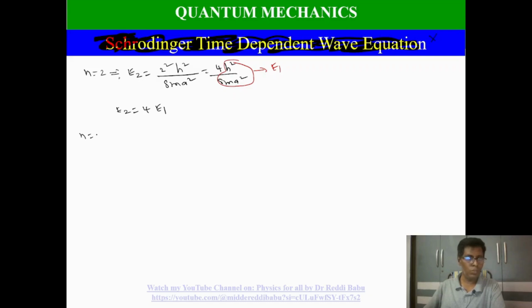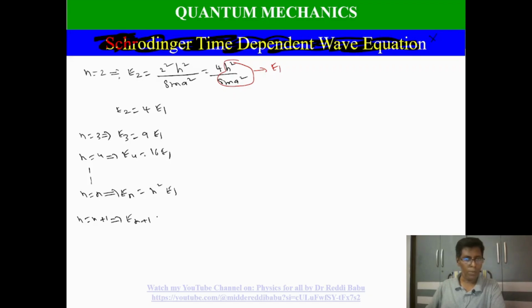Now we can substitute n is equal to 3. What I will get? E3 is equal to 9E1. Now substitute n is equal to 4. E4 is equal to 16E1. Like this we can write for n is equal to n. What I will get? E suffix n is equal to n square into E1. If we use n is equal to n plus 1, what I will get? E n plus 1 is equal to n plus 1 whole square into E1.